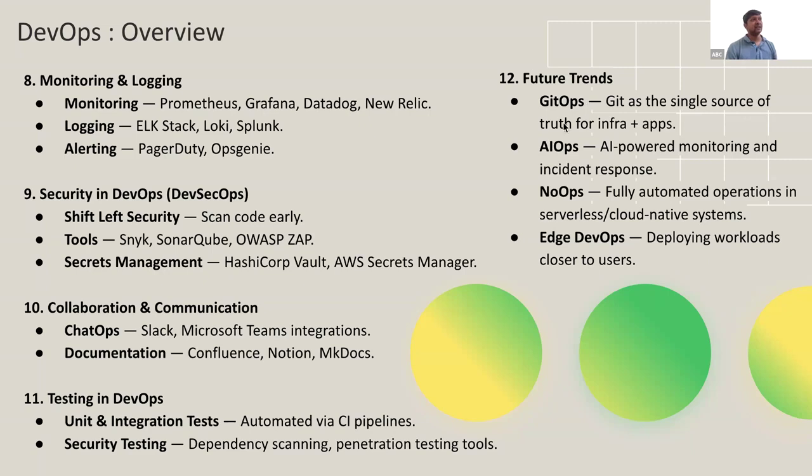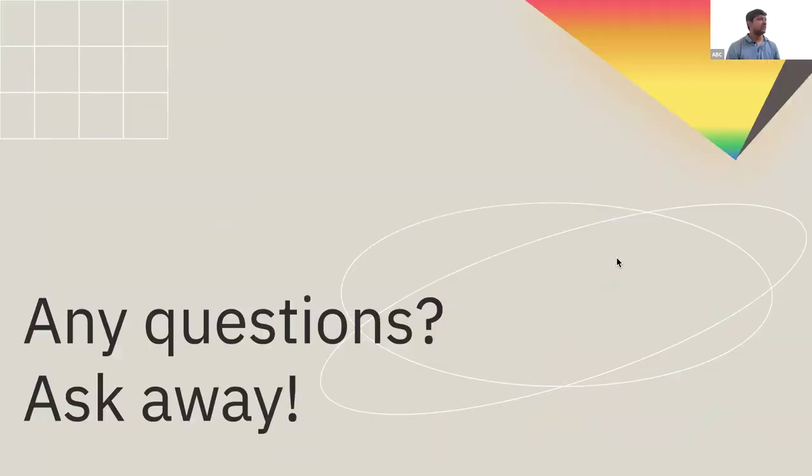Future trends in this are GitOps, Git as a single source of truth for infrastructure and applications; AIOps, AI-powered monitoring and incident management; NoOps, fully automated operations; serverless, everything serverless; and edge DevOps, as I said, closer to the users or the scenario where the application is getting used. So, any questions?